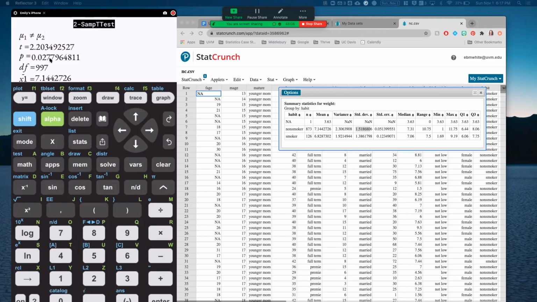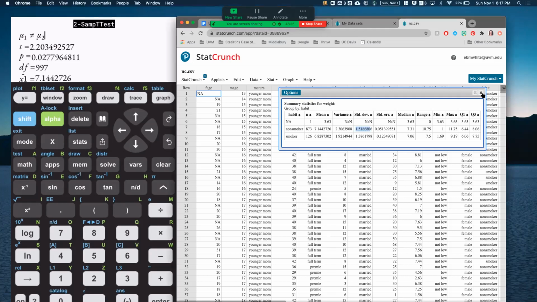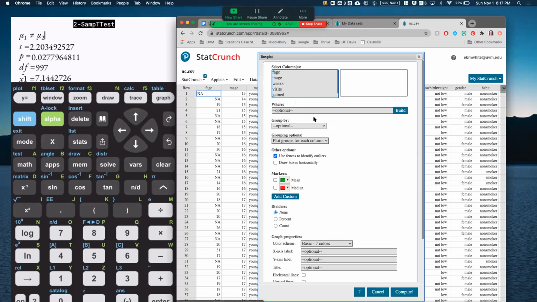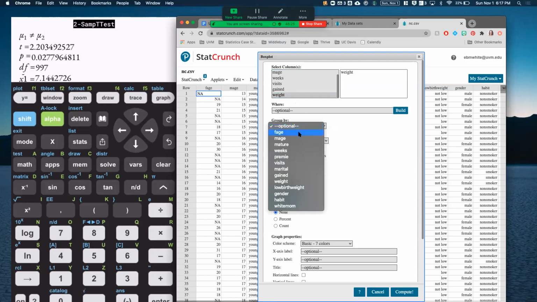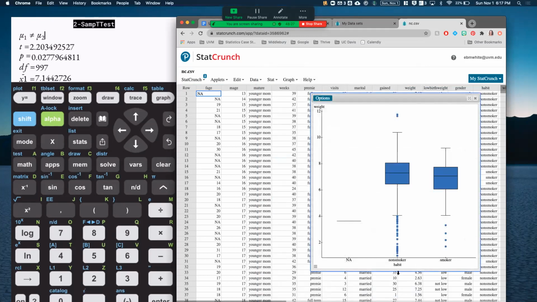And I have significant evidence here to suggest that the mean birth weight is different between the two groups. And that shouldn't surprise you. Remember, let's just pull up the box plot again really quick. The weight and group by habit. Okay. That shouldn't surprise you, that one of them is slightly bigger than the other. What I do want to be careful of here is I do have statistical evidence to say that the birth weight is different between the two groups, and I can definitely say that.